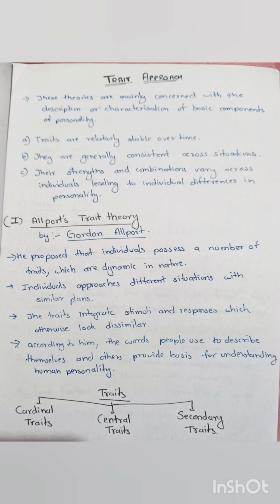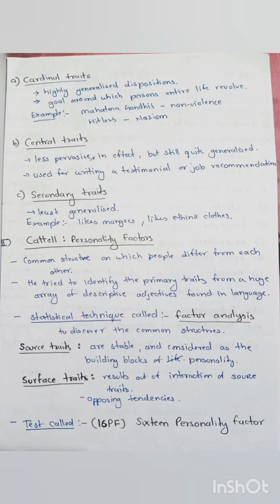As per his theory, an individual possesses a number of traits which are dynamic in nature. Individuals approach different situations with similar plans. For example, running. If you are in a hurry, you run. If you are in fear, you run. If you forget something, you run. Certainly, there are different situations, but the plan is similar. Also, according to him, people use certain words and phrases which describe their personality type.